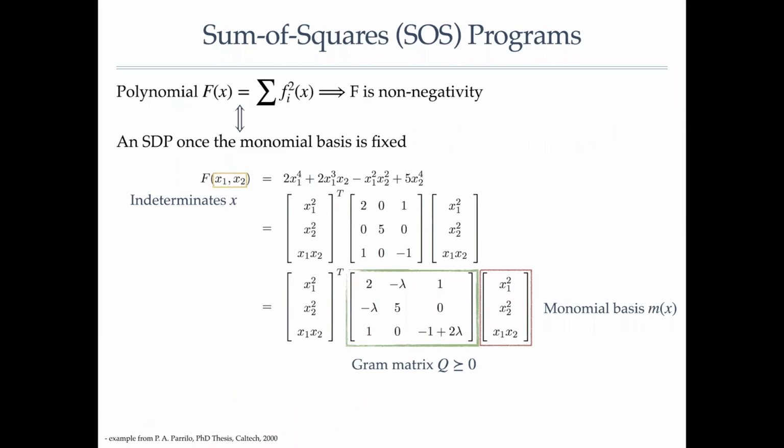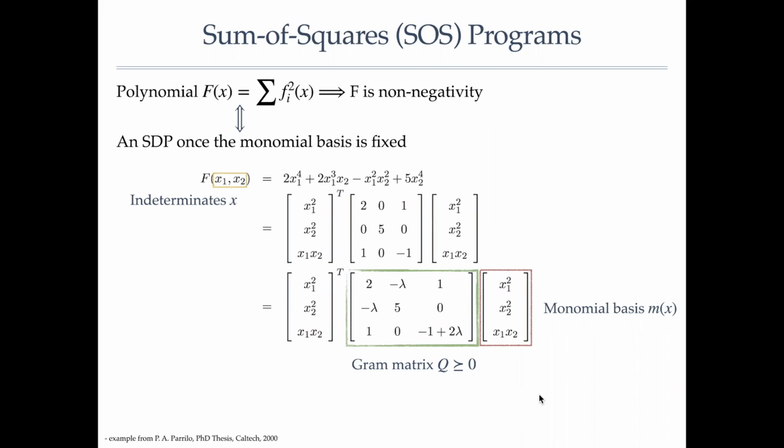The key idea behind SOS-based verification is that Lyapunov theories involve checking function signs. And if we focus on polynomials, a sufficient condition for non-negativity is that it can be written as a sum of squares of polynomials, or equivalently, this capital F of x admits a factorization written as M transpose QM, where M is the so-called monomial basis, and the gram matrix Q is PSD.